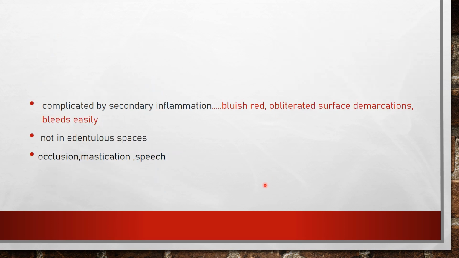If it is complicated by secondary inflammation, it appears as a bluish red surface with obliterated demarcation which bleeds easily. It will not be seen in the dangerous spaces, and it will affect occlusion, mastication and speech.